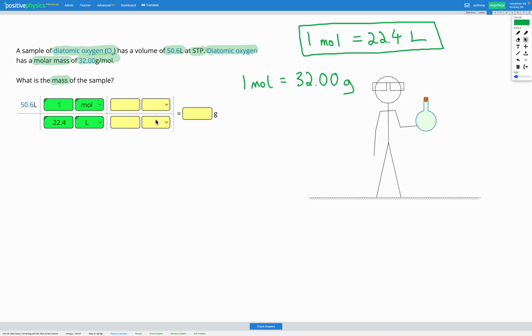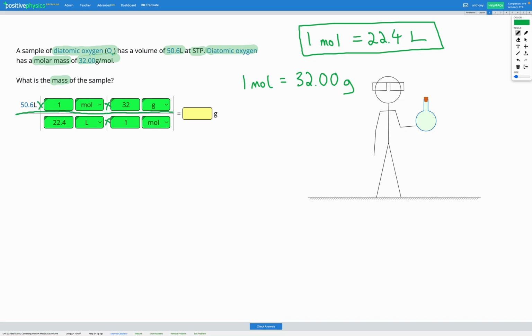We're going to have moles on the bottom, so that will cancel out again. And we want to get into grams, so that's going to be on the top. And then the top and bottom of our fraction need to equal each other. So we've got 1 mole is equal to 32.00 grams. Okay, so our dimensional analysis table is now complete. We've started with litres, we've ended in grams. Now we can go ahead and multiply together everything on the top, multiply together everything on the bottom, and divide top by bottom.